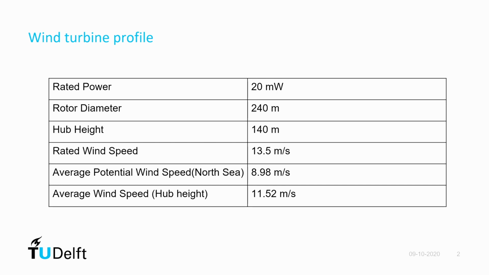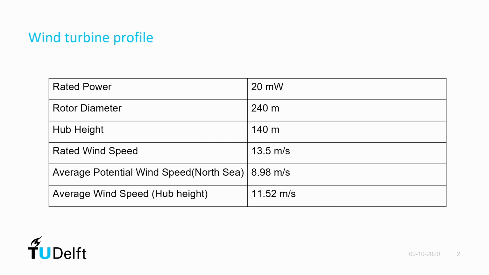The rated power is 20 megawatts, and the important part is that the rated wind speed is about 13.5 meters per second, and this means if the wind speed can reach above 13.5 meters per second, then we can have the rated power. And the average potential wind speed in the North Sea is about 8.98 meters per second.